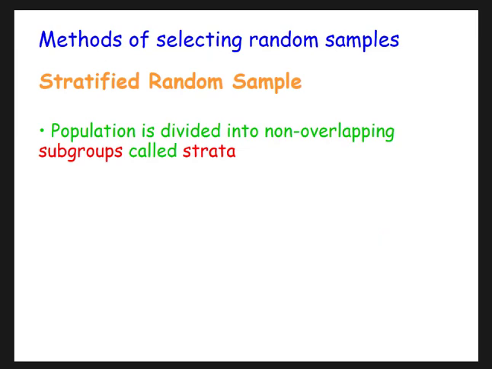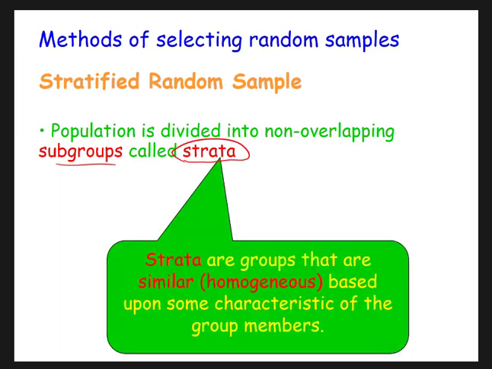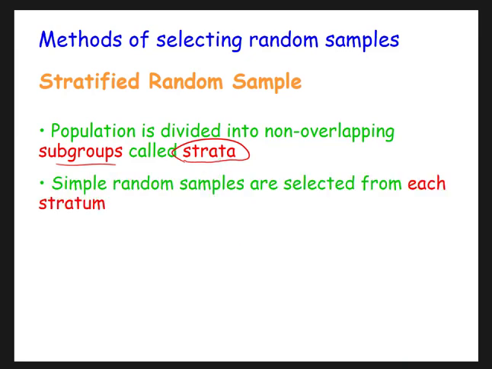So the population is divided into non-overlapping subgroups. In this case, it was grade levels. Those subgroups are called strata. Then we randomly select proportionately from each stratum. The strata have to have some defining characteristic that separates them from the other strata. That makes sense. We can't just be randomly breaking them down into subgroups. Then simple random samples are selected from each of those subgroups. In this case, it was from each grade level.